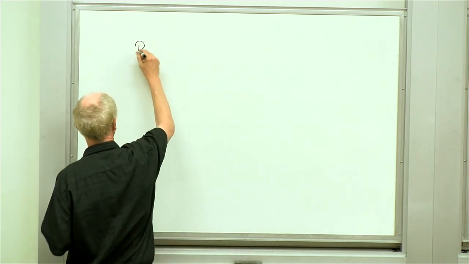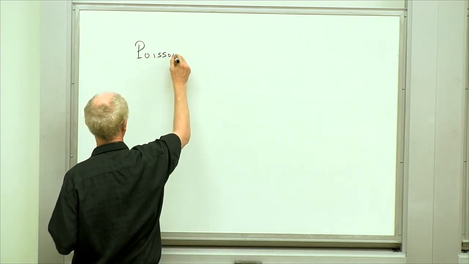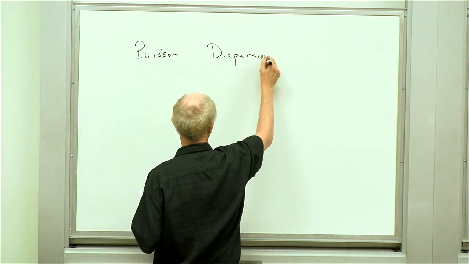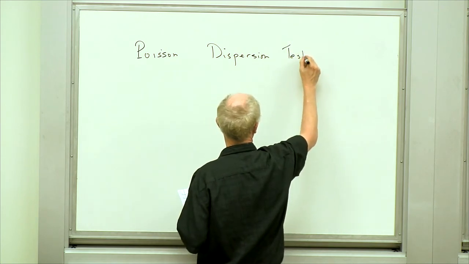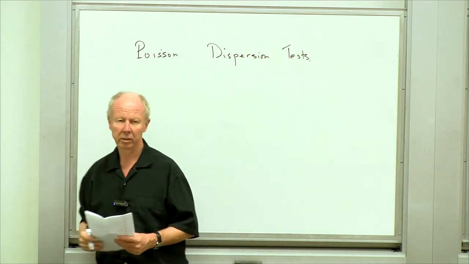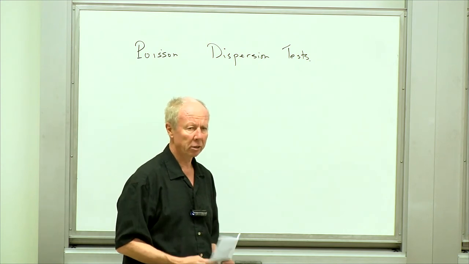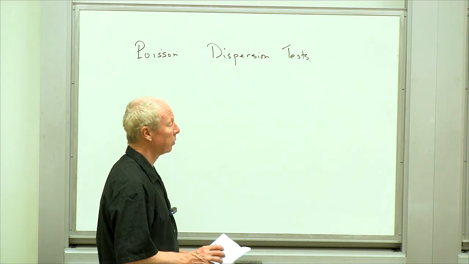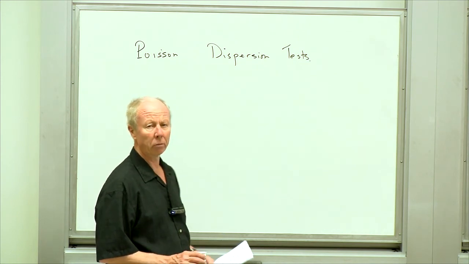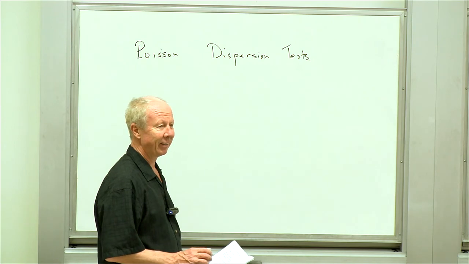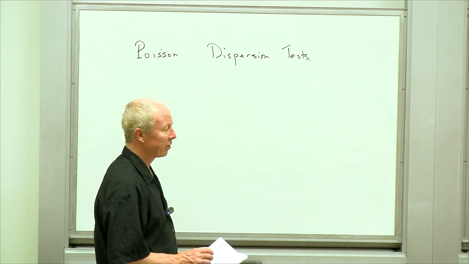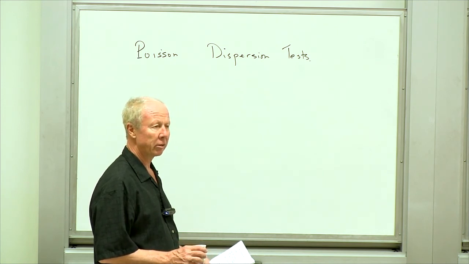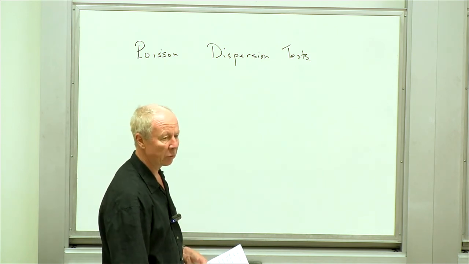The next section in the book in chapter 9 is called Poisson dispersion tests. And this is developing tests using the generalized maximum likelihood ratio test to decide whether things are distributed according to a Poisson distribution.